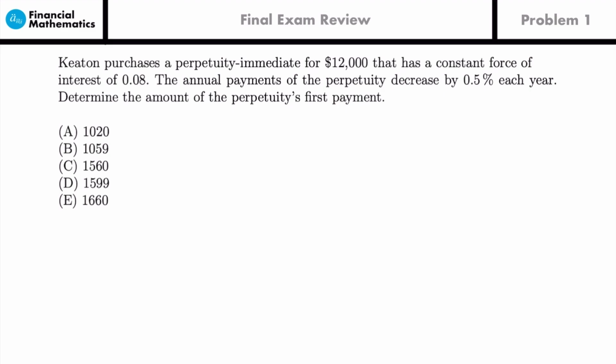Remember that an annuity, or in this case a perpetuity, is geometric when the payments increase or decrease by a percentage, like they are right here. This is not an arithmetic perpetuity. An arithmetic perpetuity would be if the payments are increasing or decreasing by a set amount, something like $5 or $10 or $15 every period. Okay, that's not what we have here. We have a geometric perpetuity because the payments are decreasing by 0.5% each year.